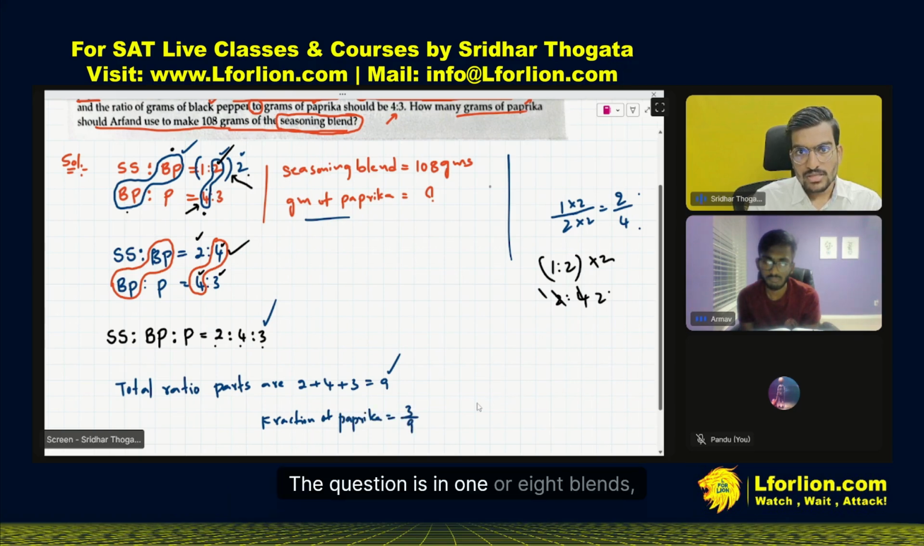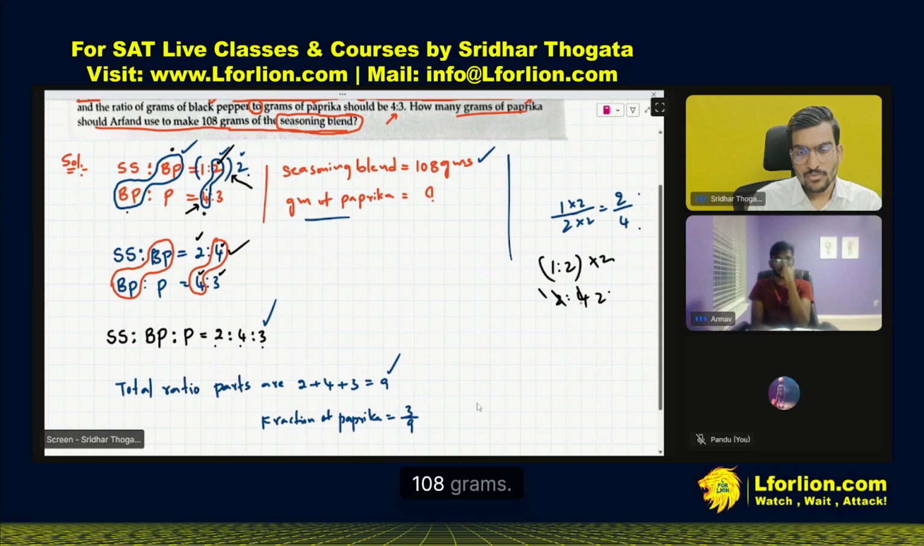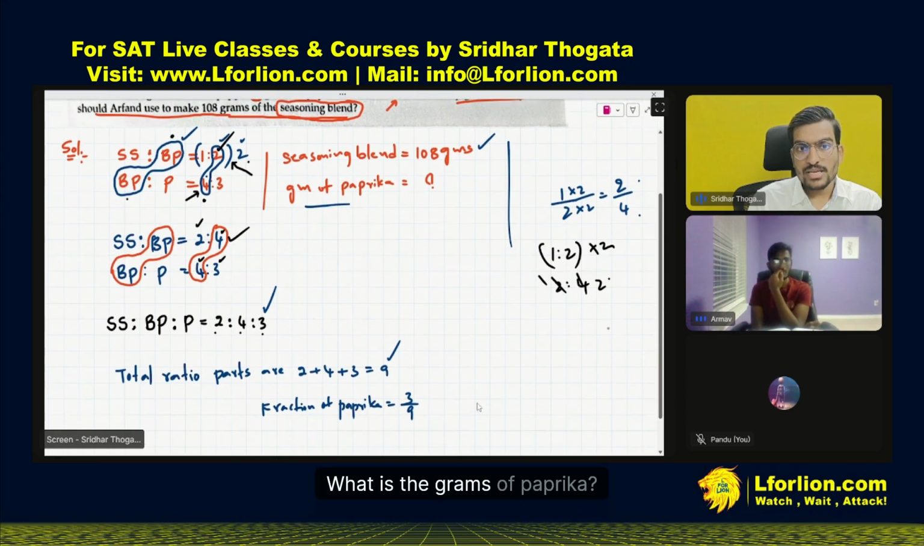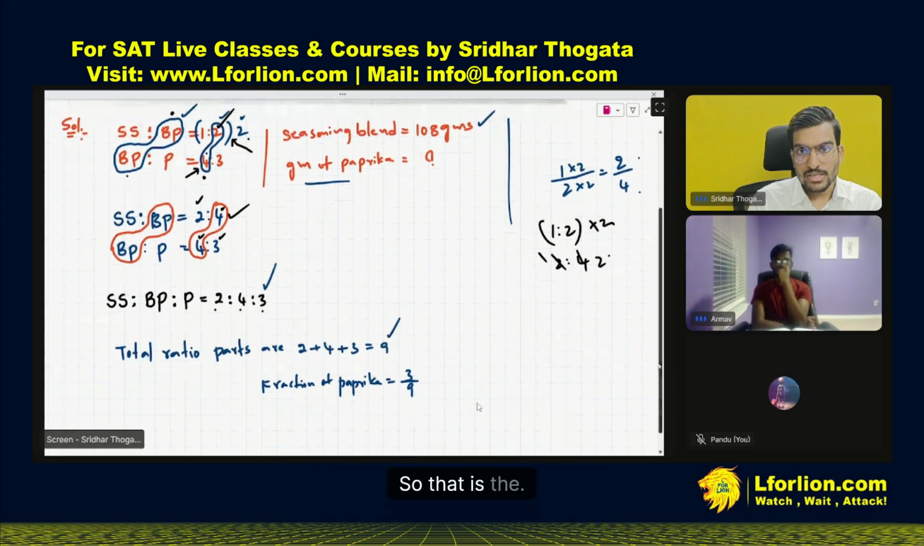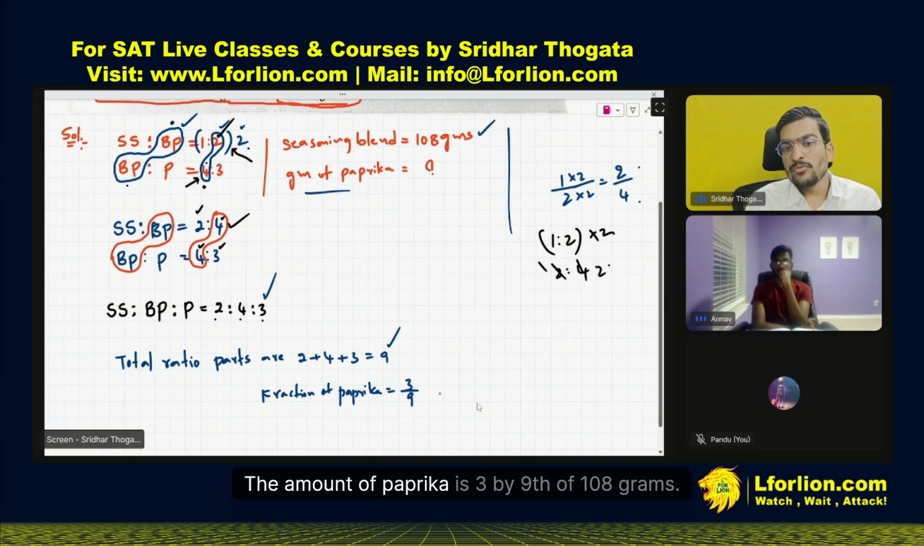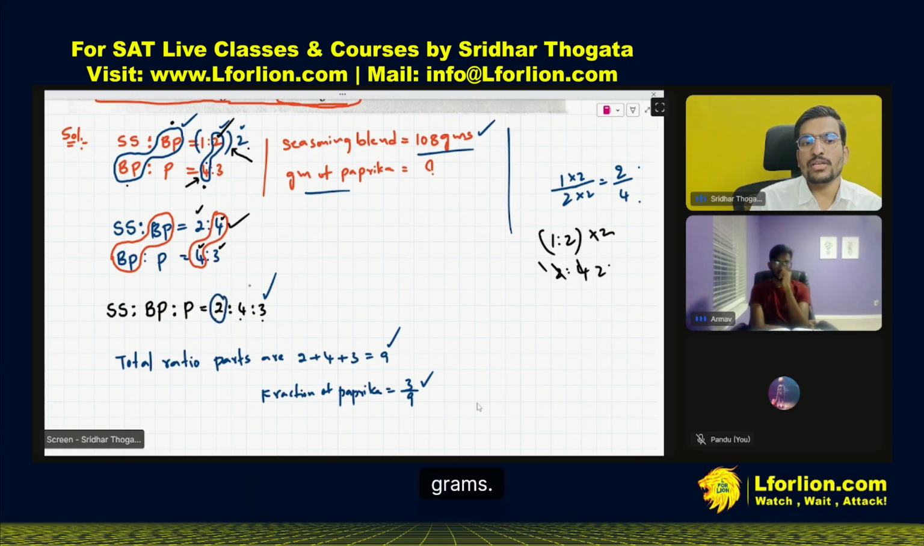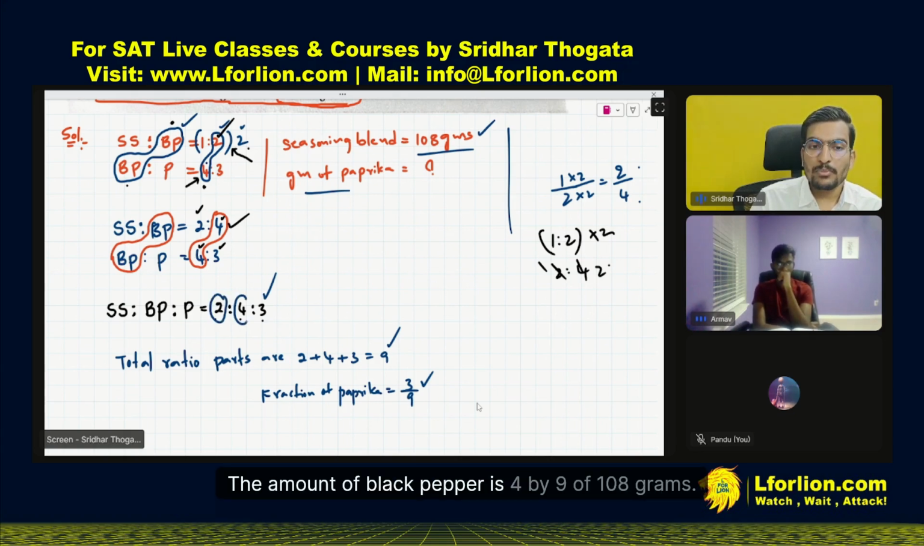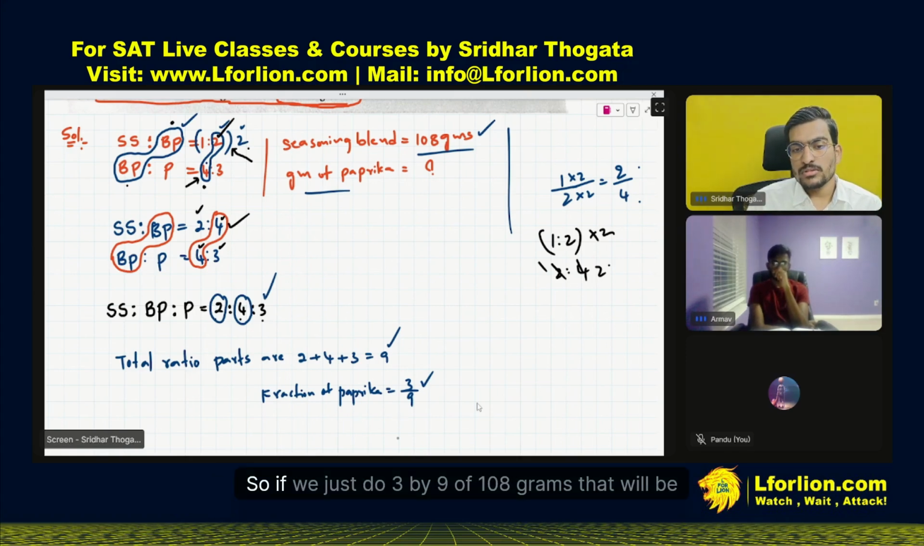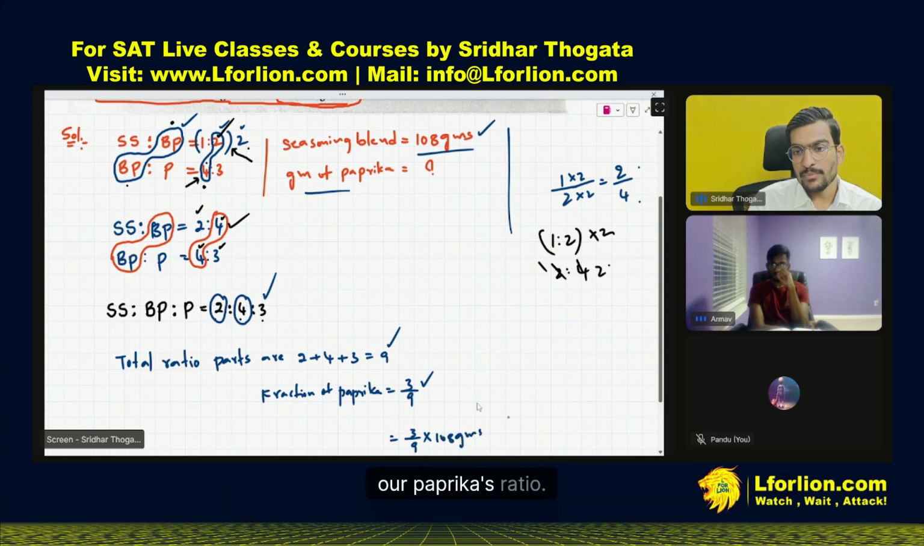The question is: in 108 grams of blend, what is the grams of paprika? The amount of paprika is 3 by 9th of 108 grams. The amount of sea salt is 2 by 9th of 108 grams. The amount of black pepper is 4 by 9 of 108 grams. So if we just do 3 by 9 of 108 grams, that will be our paprika's ratio.